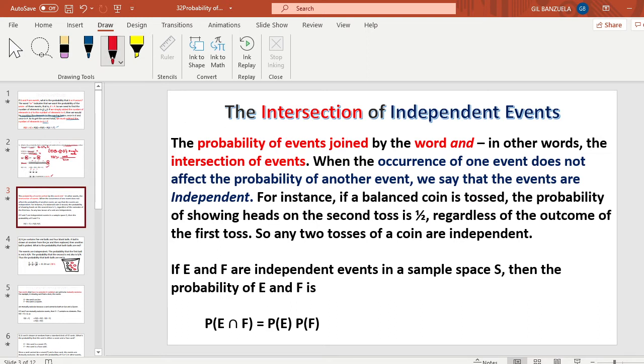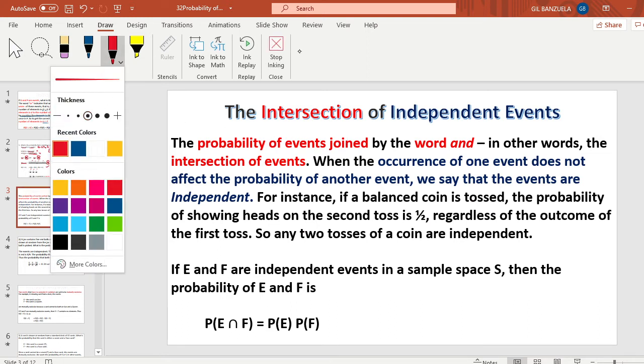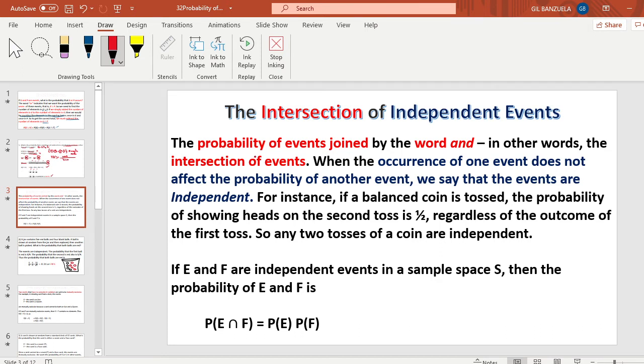So let's talk about the intersection of two events. Here, guys, the probability of two events joined by the word "and." Earlier we used the word "or"; this time we use the word "and." In other words, using this word "and" means we are looking for the intersection of two events.